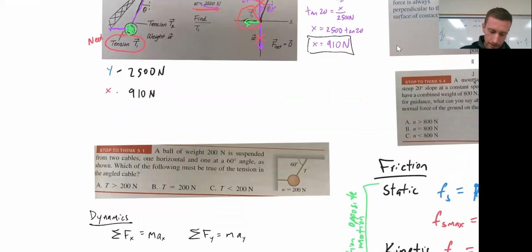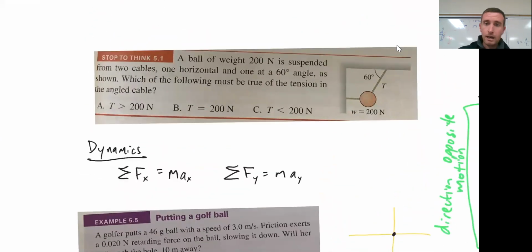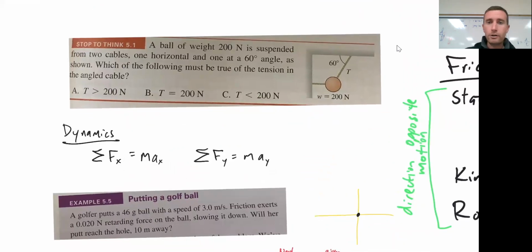All right, let's do a little stop and think. A ball of weight 200 newtons is suspended from two cables, one horizontal and one at a 60-degree angle, as shown. Which of the following must be true of the tension in the angled cable?